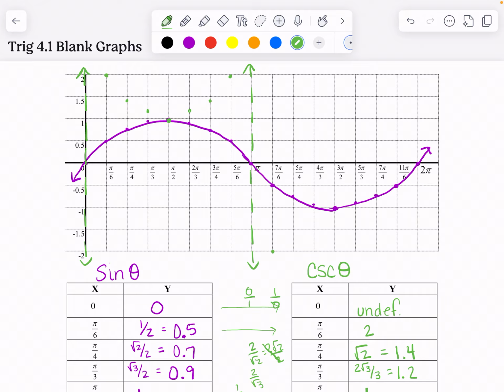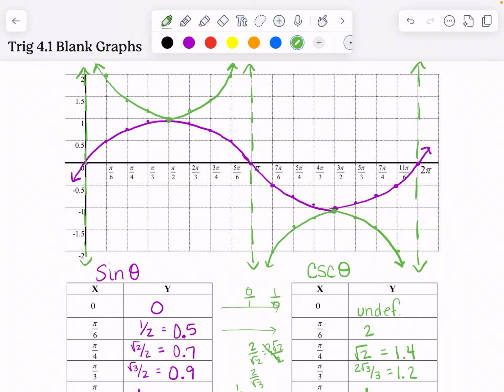Negative 2, negative 1.4, negative 1.2, negative 1, negative 1.2, negative 1.4, negative 2, undefined, so another asymptote. So essentially, the cosecant graph takes my sine graph and just flips it over its highest and its lowest point.